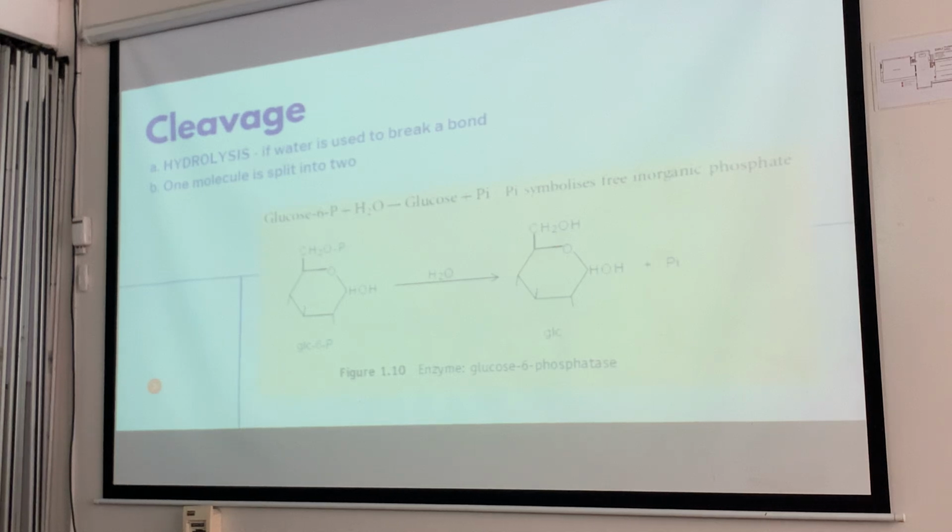Which one is common? Usually, water splits. A perfect example here is glucose 6-phosphatase. You would find this in the liver and the kidneys, wherein if the body would need glucose, especially during prolonged states of fasting or starvation.